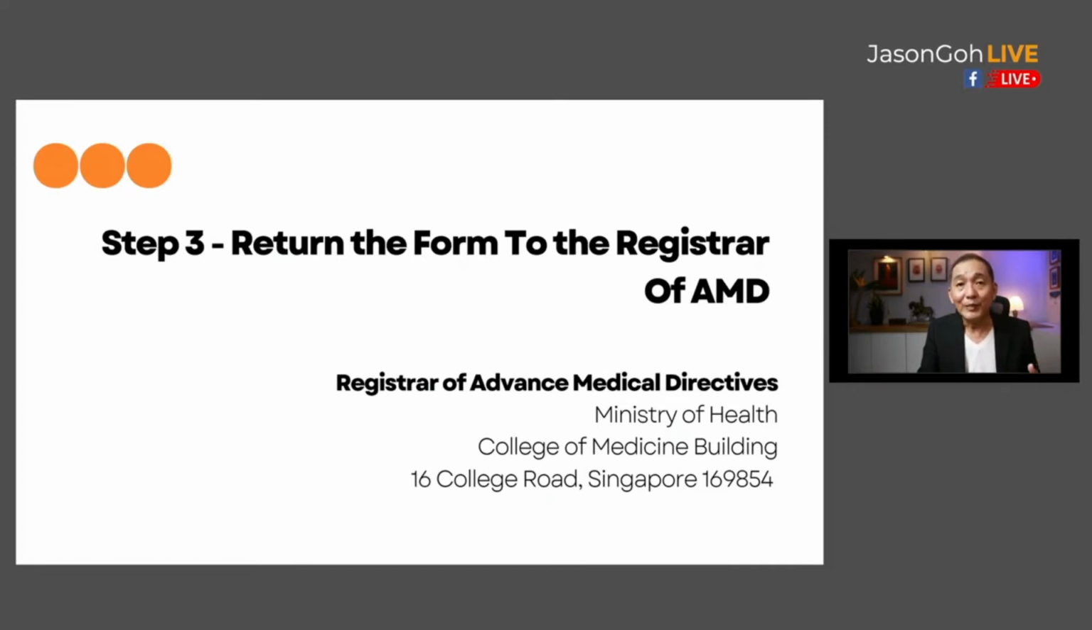Step 3 is to return the form to the Registrar of AMD. The completed form should be sent in a sealed envelope by mail or by hand to the Registrar of Advanced Medical Directives at the Ministry of Health, College of Medicine Building, 16 College Road, basically at SGH. Your AMD is only valid when it is registered with the Registrar of Advanced Medical Directives. The registrar will send you an acknowledgement when the directive has been registered.